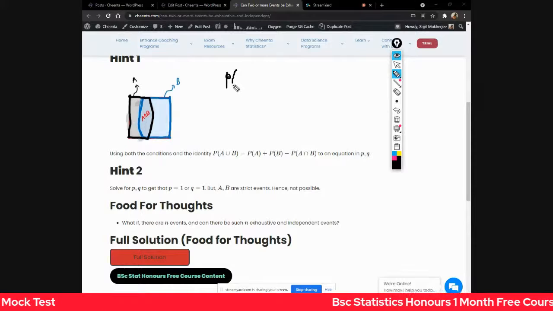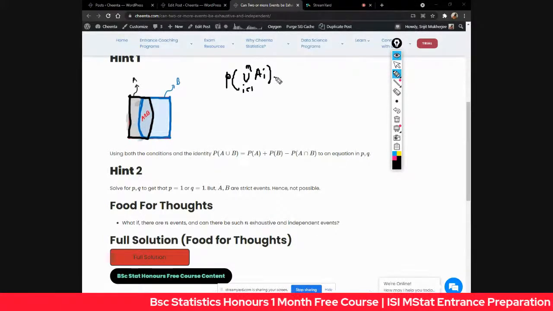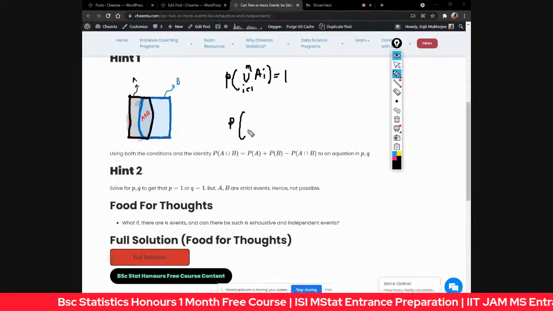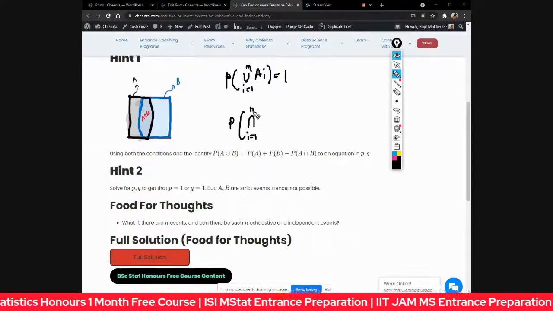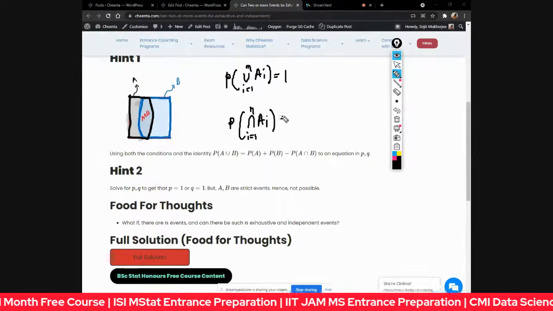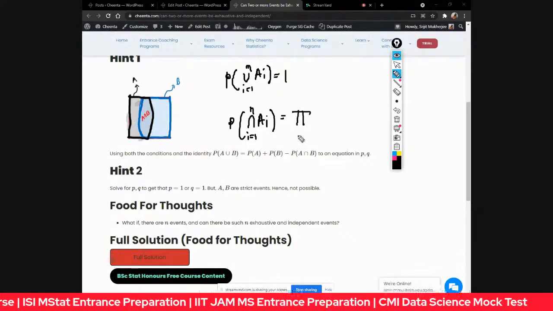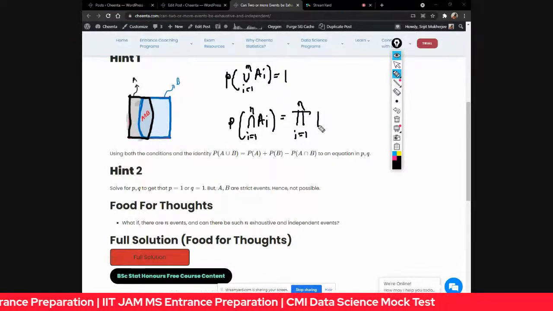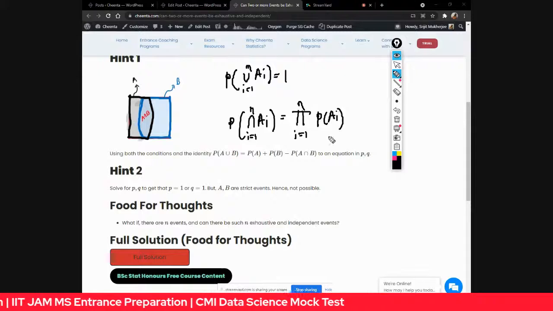So how will we write this in a good mathematical way? We write it succinctly: the union over 1 to n of Ai is equal to 1, and the probability of the intersection of 1 to n is equal to pi, the product sign, of the probability of Ai. So this is a beautiful way of writing this.